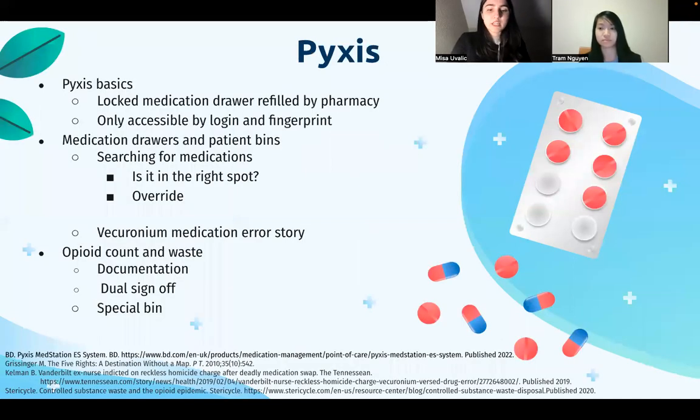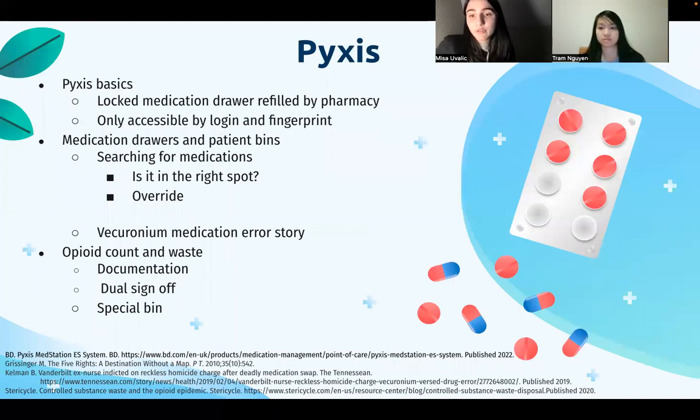A Pyxis is a computer that contains most medications you would need for a patient. Pharmacy is the one that fills the Pyxis. So how the Pyxis works is you have to log in with your credentials and then scan your finger. Then a patient list will pop up and you have to search for your patient and all their prescribed medications will be under their name. You can click on which medication you need and it will take you through some steps that then will proceed to open the drawers for you with that specific drug slot being opened.